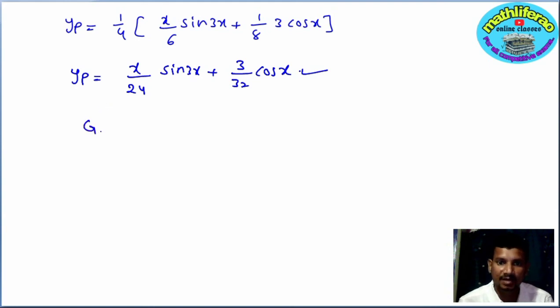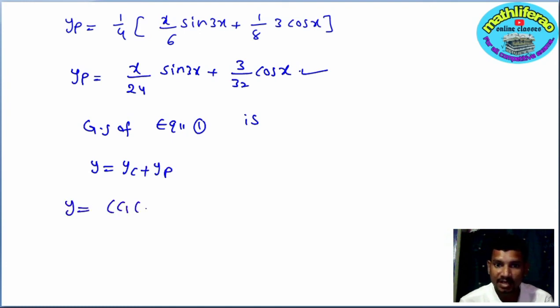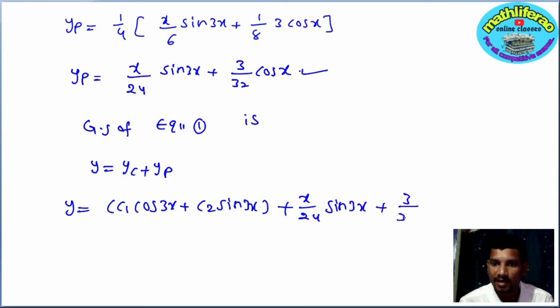Now the general solution of equation number 1 is y equal to yc plus yp. So y equal to complementary function c1 cos 3x plus c2 sin 3x plus particular integral, here x by 24 sin 3x plus 3 by 32 cos x. This is the answer. Okay.